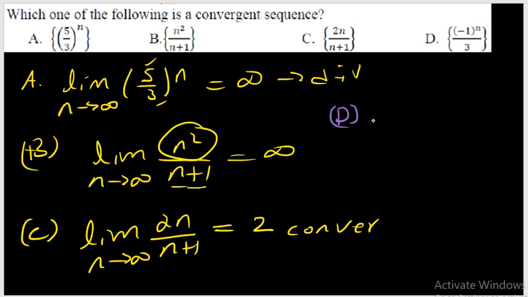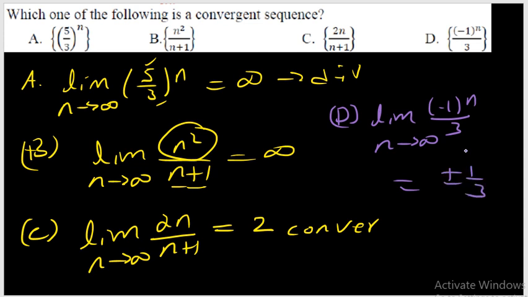If you go to D, the limit of negative 1 to the power of n over 3, as n goes to infinity, possibly it will be plus or minus 1 over 3. As n goes to infinity, n might be even or odd. In case of odd, it will be negative. In case of even, it will be positive. So the 3 remains as it is. So it's not unique. As n goes to infinity, the outcome is not unique, so it's not convergent. So the answer obviously will be C.